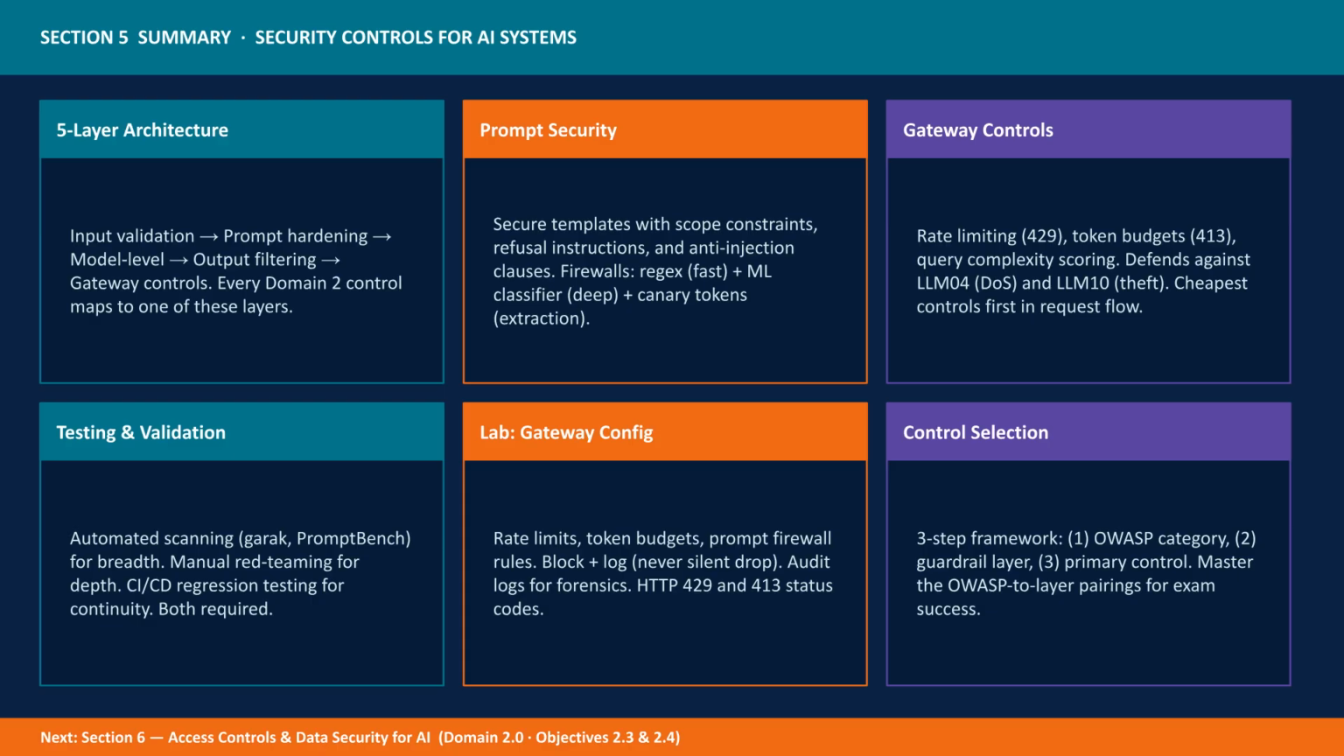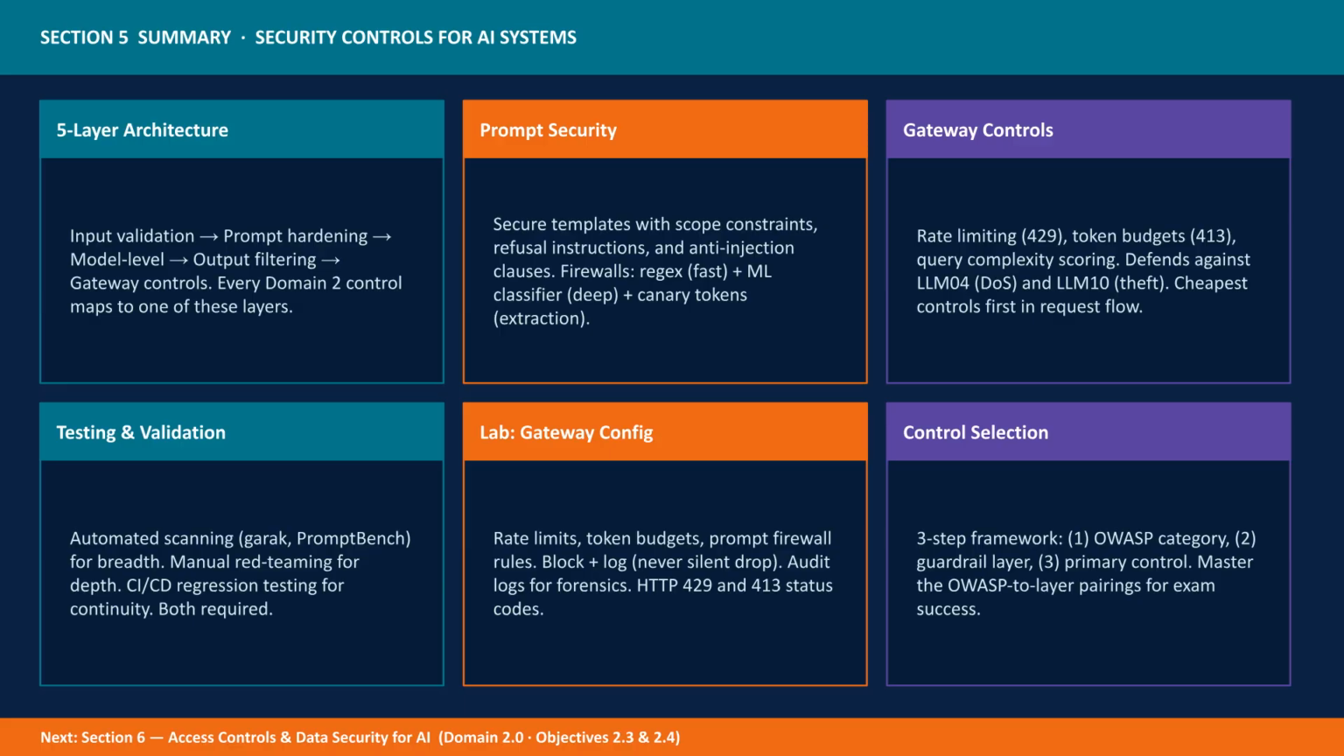We started with the 5-layer guardrail architecture, the master framework that organizes every security control for AI systems. Input validation, prompt hardening, model-level controls, output filtering, and gateway controls, 5 layers that provide defense in depth. We then dove deep into prompt templates and prompt firewalls, the Layer 2 controls that shape how models receive and process inputs. We covered secure template design with scope constraints, refusal instructions, and anti-injection clauses, and 4 types of prompt firewalls, from regex to ML classifiers to constitutional AI to canary tokens.